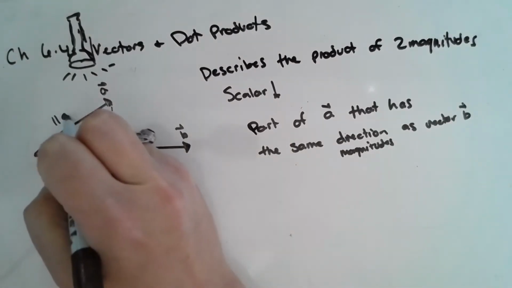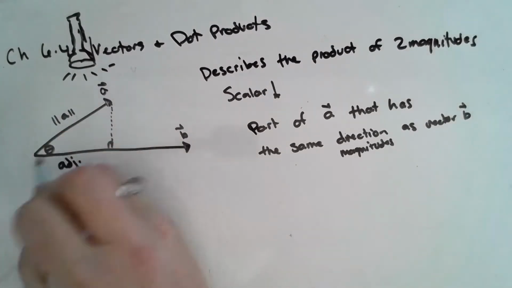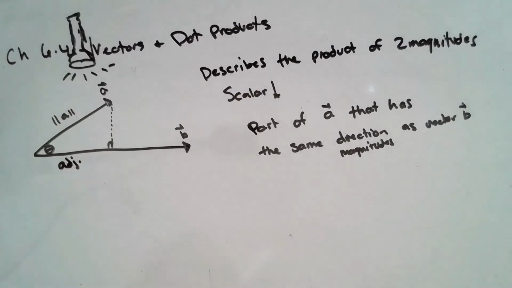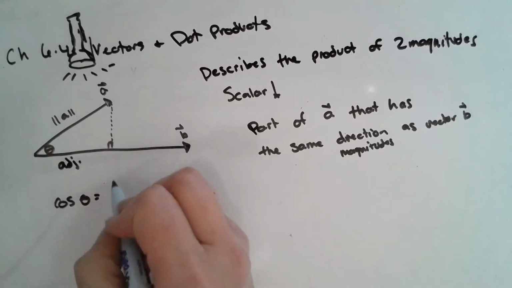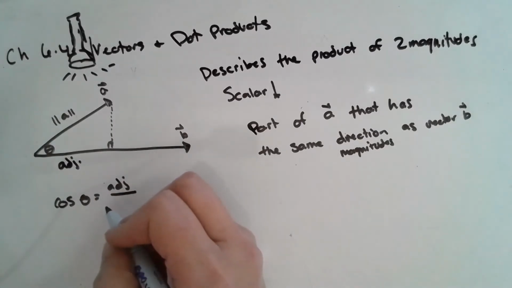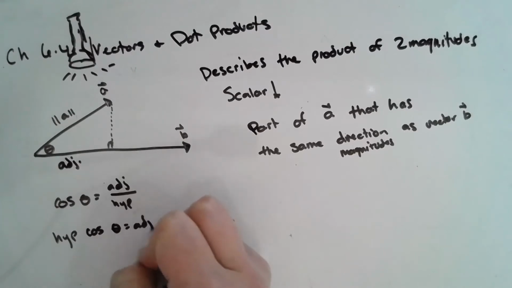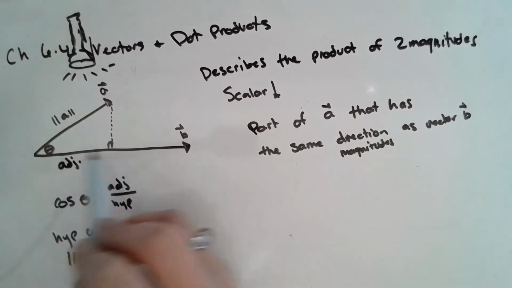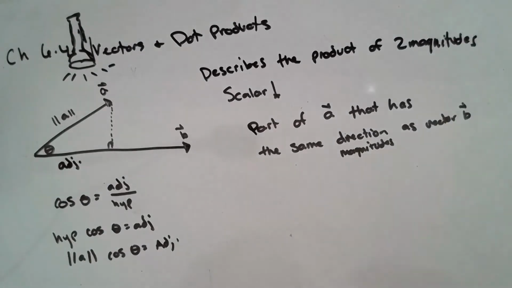So we know this would be the magnitude of A. Taking this and projecting it onto vector B, it would be cosine, right? Adjacent over hypotenuse. So cosine of this theta would be the adjacent over the hypotenuse. If I multiply that, I get the hypotenuse times cosine theta equals the adjacent. The hypotenuse is the magnitude of A, so the magnitude of A times cosine theta is going to equal this adjacent piece. This adjacent piece right here is the projection of A onto B.